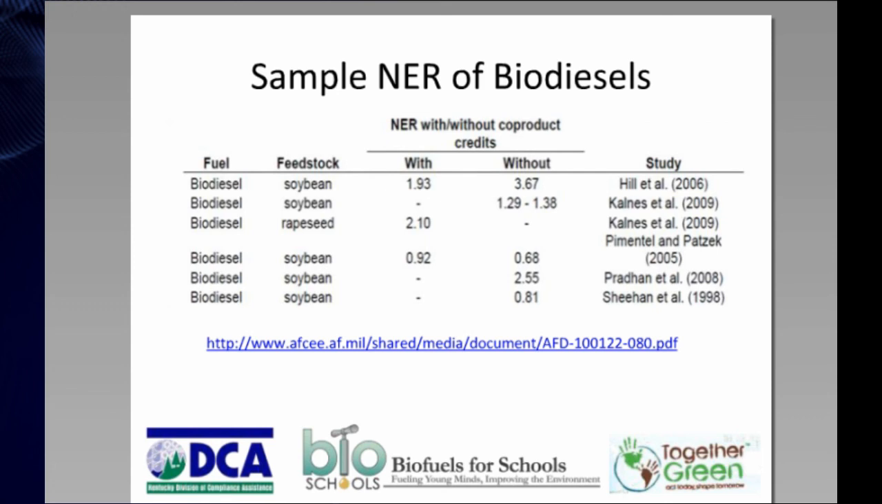Co-products are those products that result from biodiesel production, but are not used as an energy source, such as soybean meal used for animal feed. It is also known that many second-generation biodiesels from sugarcane or algae have a significantly higher NER due to increases in production efficiencies.